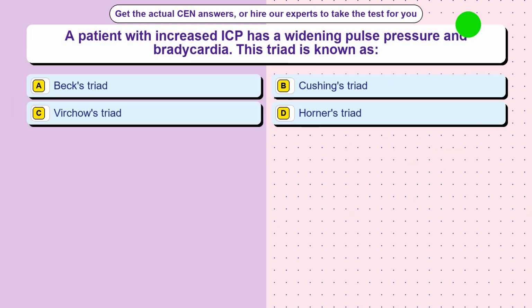Question 70. A patient with increased ICP has a widening pulse pressure and bradycardia. This triad is known as: Option A, Beck's triad. Option B, Cushing's triad. Option C, Virchow's triad. Option D, Horner's triad.